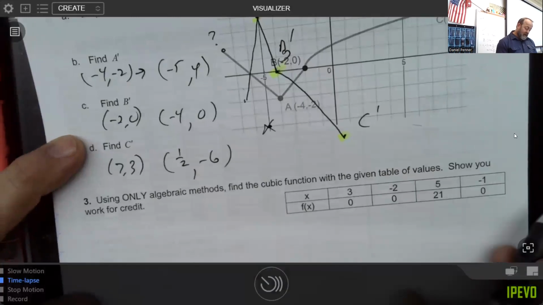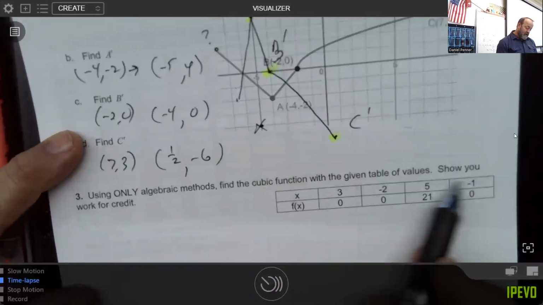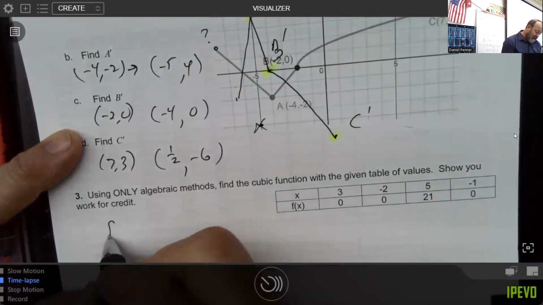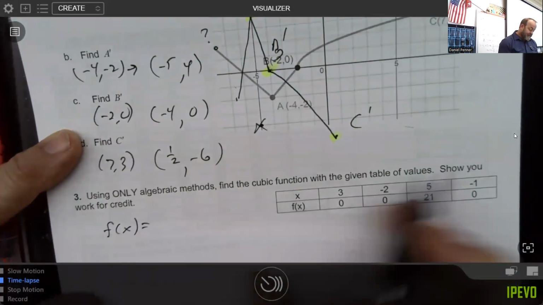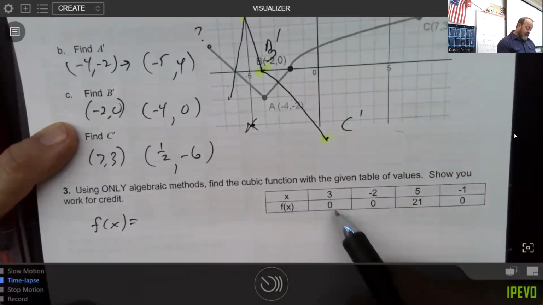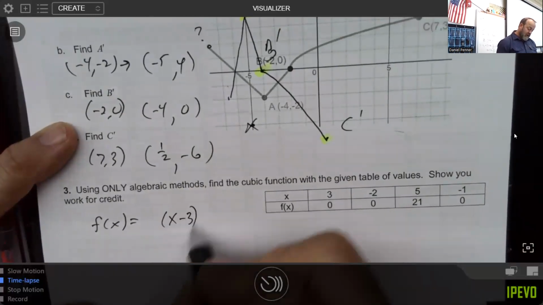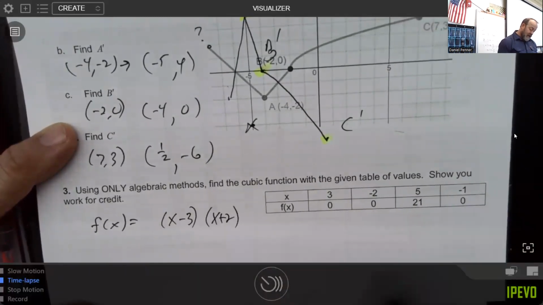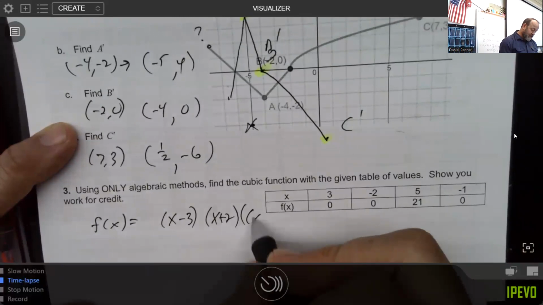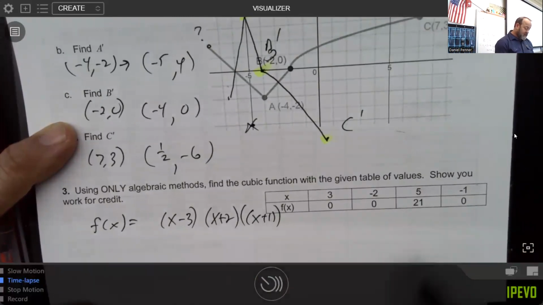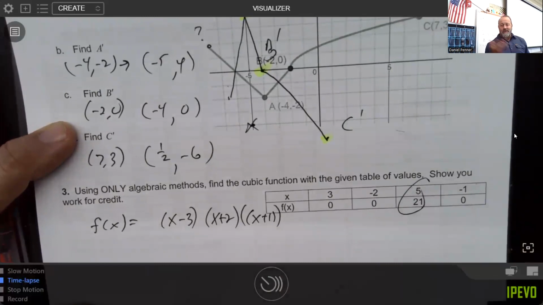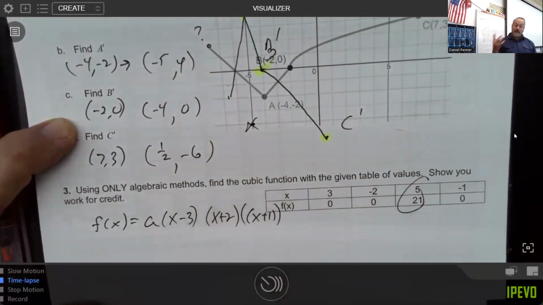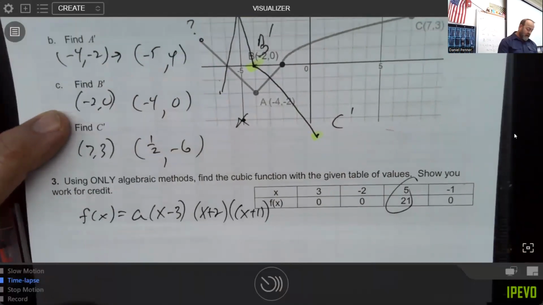Using only algebraic method, we're going to find the cubic function that does all this. So what I know is that I have function f of x that has, if I plug in 3, I get 0, which means that's a root. And if I plug in -2, I get 0, which is another root. And if I plug in -1, I get another 0. That's another root. Now, the only problem is we get to this 5, and you're like, what's that? Well, that's just a random coordinate. So what I know is that there must be some kind of a leading coefficient there that makes this work.